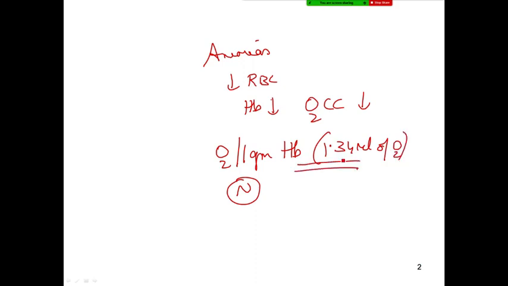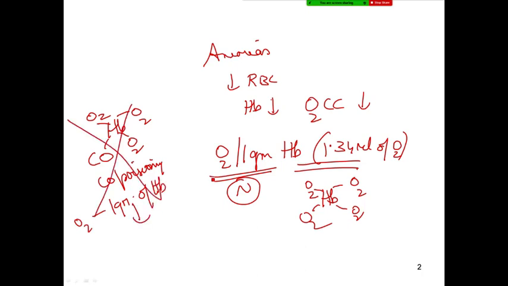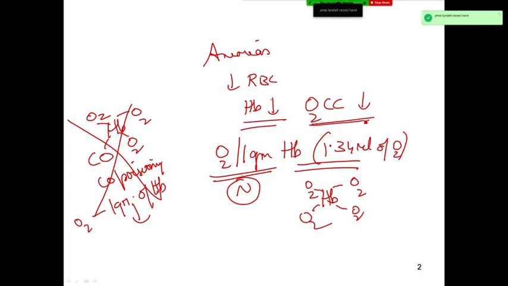So which condition can affect the 1 gram binding capacity, if all the 4 sites are not available? In anemia, you have all the 4 sites available, so the 1 gram capacity remains normal. Give me a condition where the 1 gram capacity was less because only 3 sites were available for oxygen. Carbon monoxide poisoning. So in carbon monoxide poisoning, the oxygen binding to 1 gram of hemoglobin is also going to be less. But in anemia, the 1 gram capacity is okay, but because the total hemoglobin decreased, oxygen carrying capacity decreased.